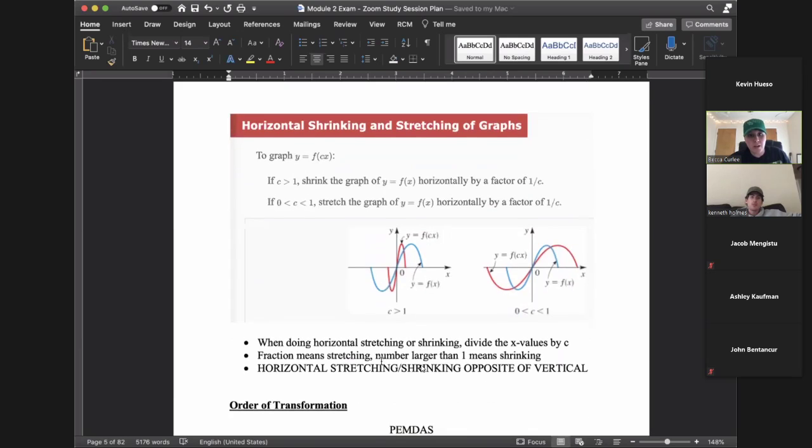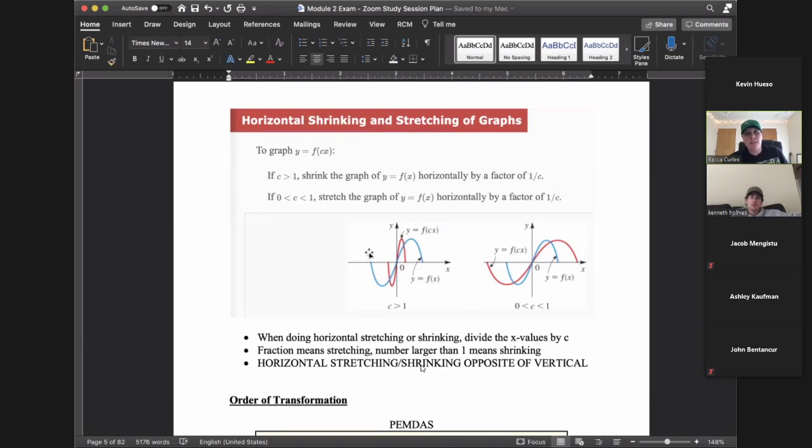Horizontal shrinking and stretching of graphs. It's the opposite. If it's greater than 1, then it's going to be a shrink. And if it's a fraction, then it's going to be a stretch. When doing horizontal stretching or shrinking, divide the x values by c. Fraction means stretching, number larger than 1 means shrinking. Like I said, they're opposite. Say you were shrinking the graph and it was f of 2x. Then you are going to divide the x values by 2.